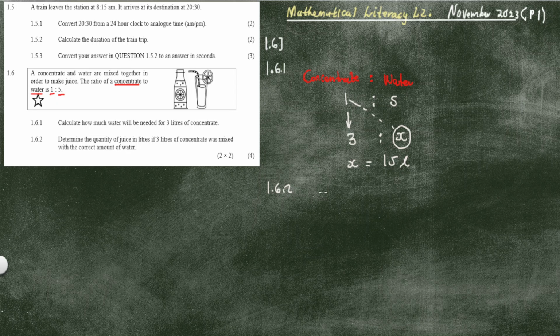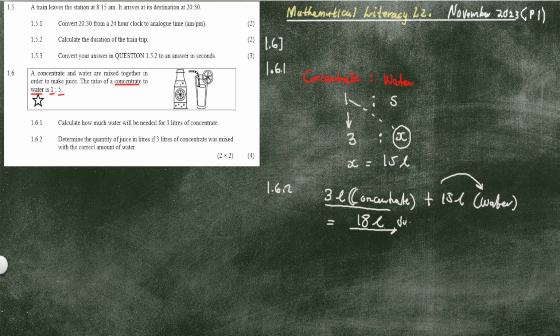Actually, the answer would be the 3 liters of the concentrate plus the 15 liters of the water, right? So when everything is mixed up together, the concentrate with the right amount of water, it's going to give us 18, am I right? Yes, 18 liters of juice. So this is how much you're going to drink.